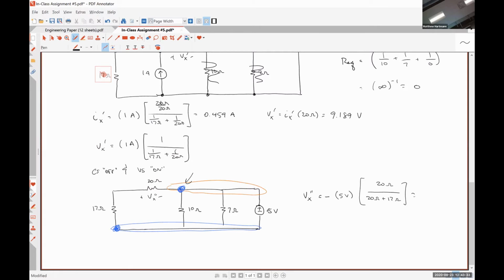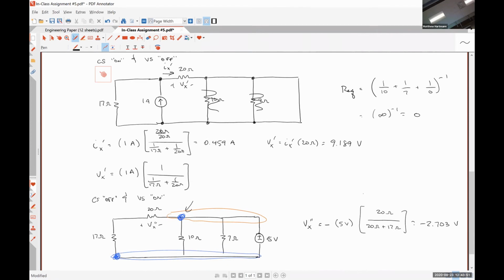So that's 5 times 20 divided by 37, negative 2.703 volts. Yeah. All right. So now that we know what the voltage Vx is with the voltage source on, current source off, and current source on, voltage source off, to find out what Vx is in our original circuit, we simply add those two answers together.